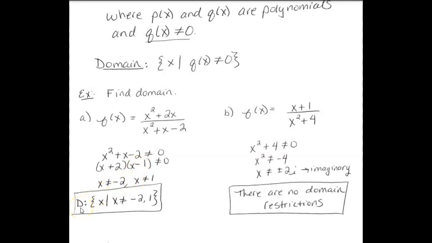So when we write that in set builder notation, it's the set of all x such that x is not equal to negative 2 or 1. I believe in your MyMathLab it'll be set up for you where you just have to type the restricted values in the box. This part will already be there. Okay, but just so you understand what it means when you see that.